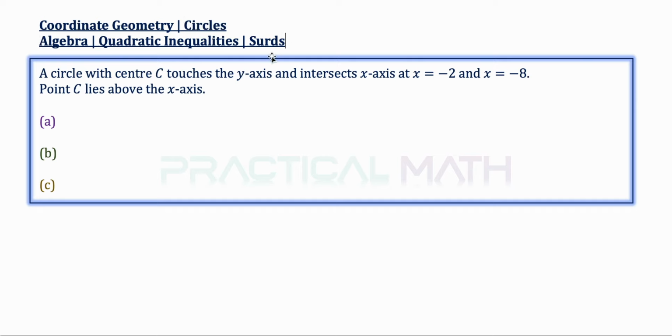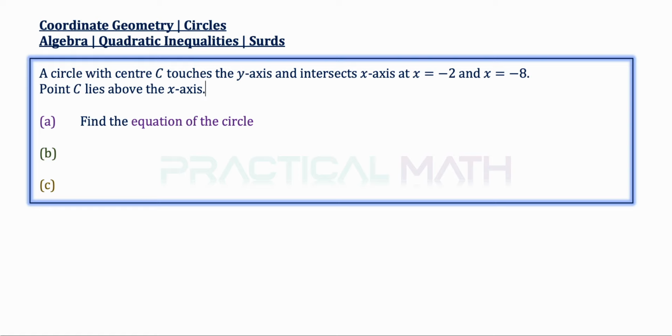The question goes: a circle with center C touches the y-axis and intersects the x-axis at x equals -2 and x equals -8. Point C lies above the x-axis. In part A of this question, find the equation of the circle.